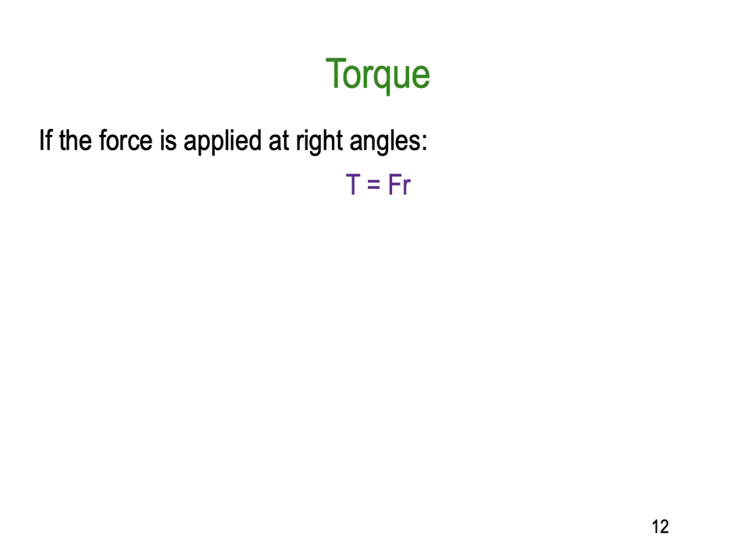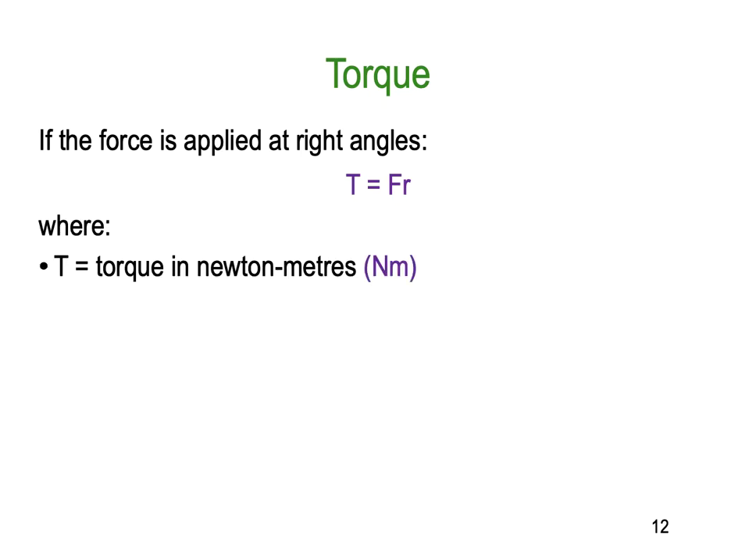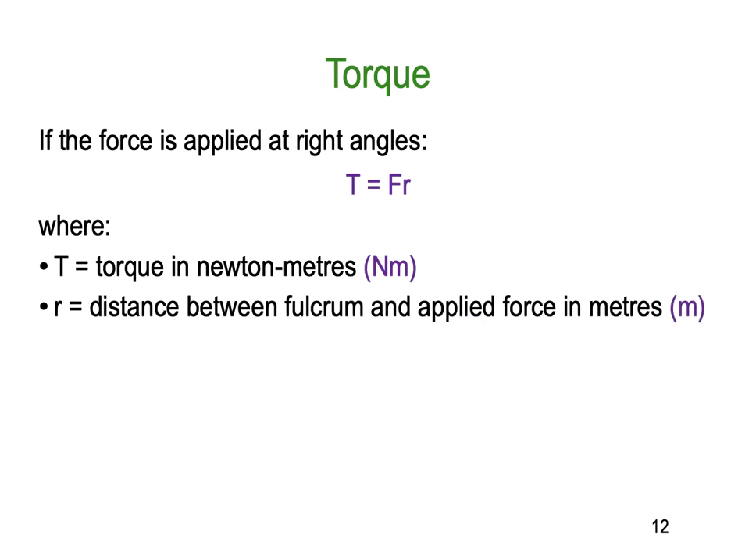Which of course brings us to torque, capital T for torque, and force multiplied by the radius, where torque is in Newton meters. So that's newtons, or force measured over a certain distance, so Newton meters. R is the distance between the fulcrum and the applied force in meters, in other words, the radius. And F is the applied force in newtons itself.